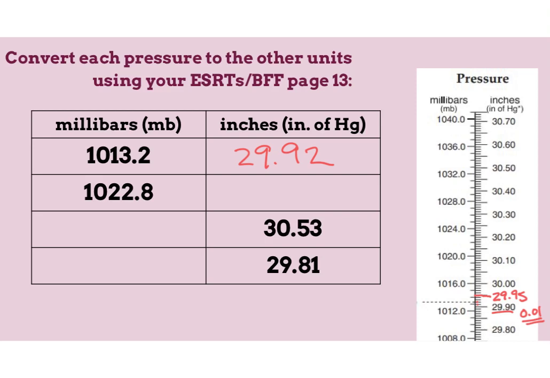For the next one, you do the same thing. This time we're looking for 1022.8. 1020 is right here. 1024 is here. So this would be 21, 22. 1022.8 is going to be a little closer to 1023, I should say, which is right here. So maybe right about here. And if I follow that straight across, it lines up perfectly with this line right here, which is 30.20. So that's our answer here for this one, 30.20.